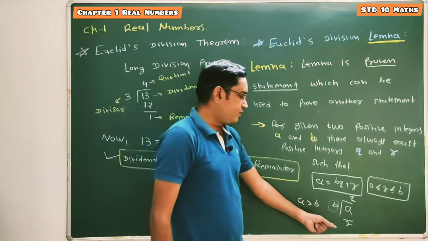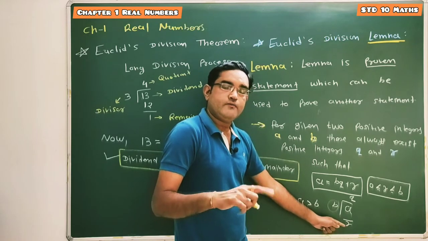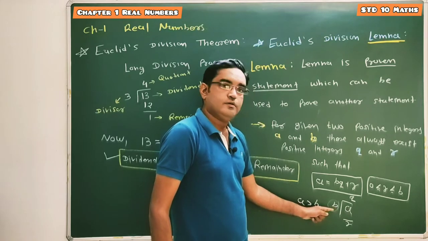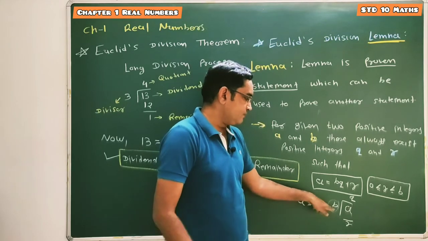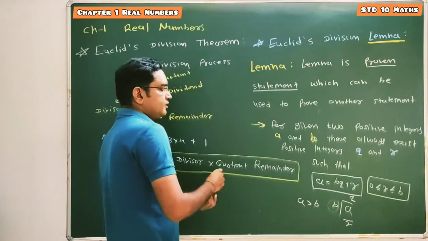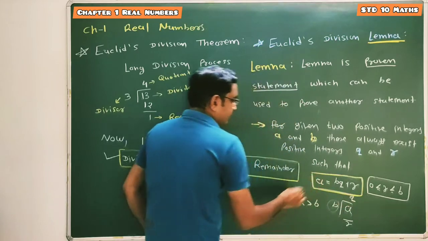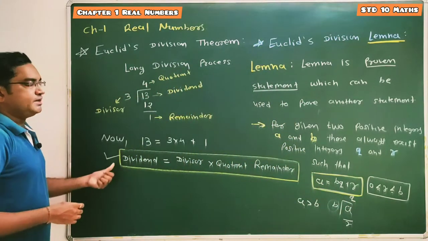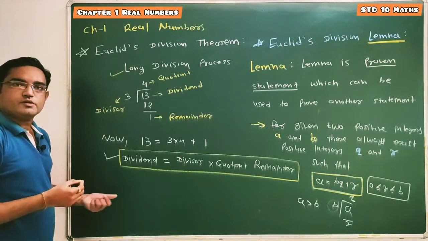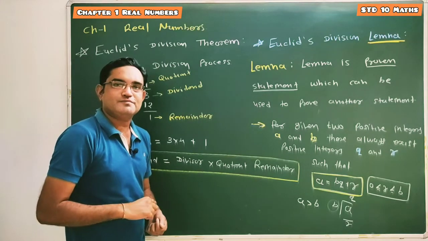In the long division process, the remainder we get will always be 0 or greater than 0, but not more than the divisor. Done. So this statement is known as Euclid's division lemma. Euclid's division lemma is derived from Euclid's division theorem, and this theorem is nothing but the long division process. Clear students? Now pause this video and note it down.